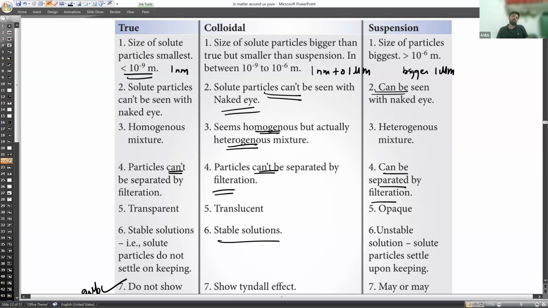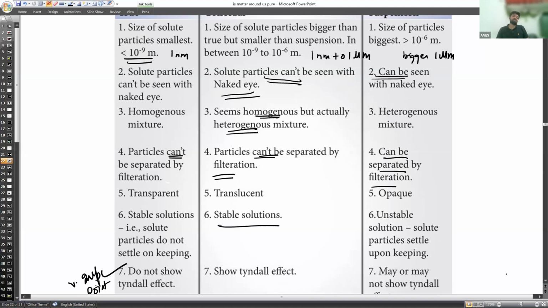So please note it down. The very important points are the seventh point and the first point. Both the first and seventh points are very important, the sizes and this one. Okay, so please note it down. True solution doesn't show Tyndall effect and colloid shows Tyndall effect.